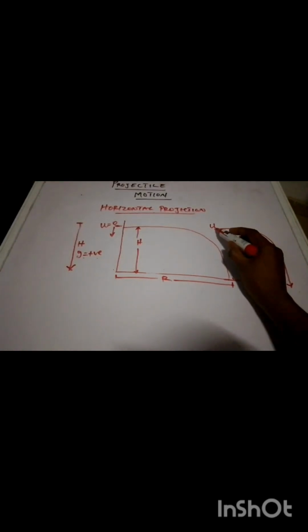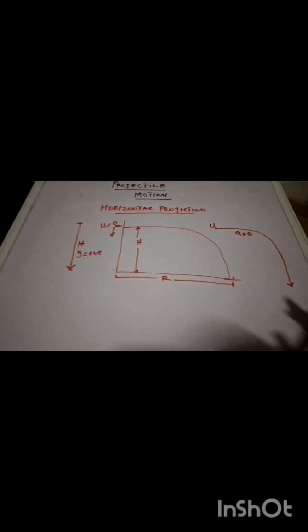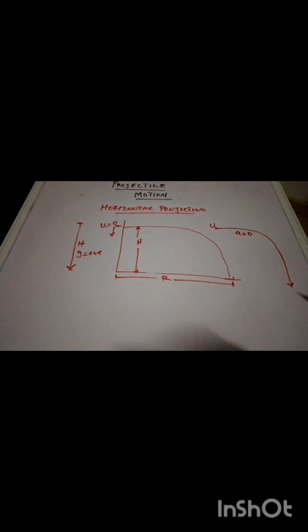So when the object is projected horizontally, there is a u component that projects this object horizontally. But this u component is not u sin θ nor u cos θ, because this object is not projected at angle θ to the horizontal. So our u is still u as given. But what's our acceleration? Acceleration is 0. I want to look at the distance, that is the s, the distance covered before it reached the ground. Our s is what we are looking for, which is our r.